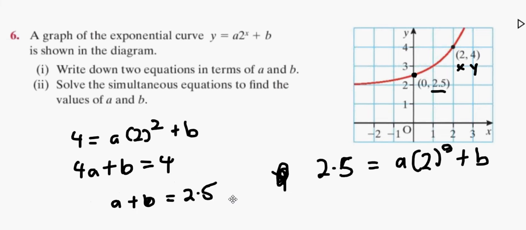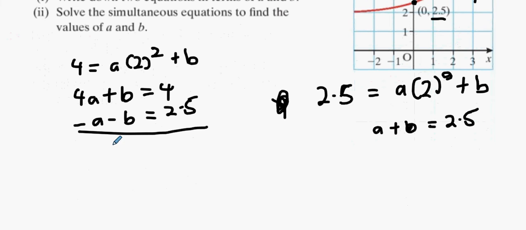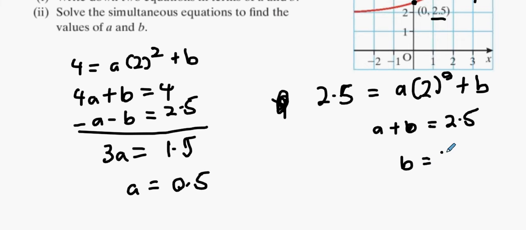And what we're going to do is multiply that equation by -1. And we're going to get minus a minus b equals 2.5. We're then going to find out that 3a equals 1.5. And we're going to figure out that a equals 0.5. Is that cool with you? And what's b equal to then? 2, isn't it? Many of you get it? Alright.